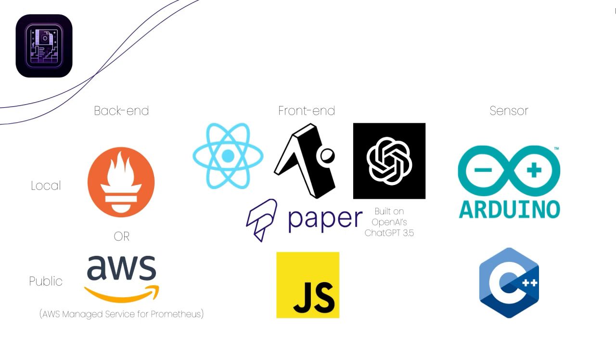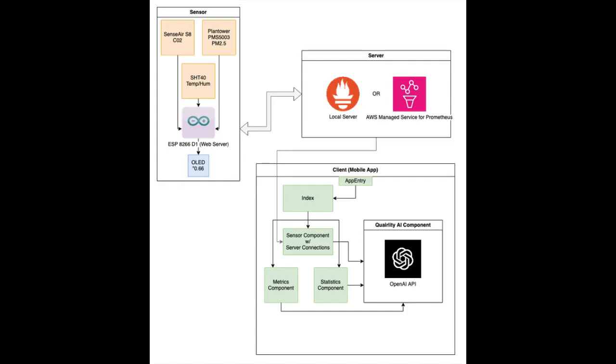Next step was building the app. Here are the technologies that I used. Here's an architecture diagram for my project. First, the Wemos D1 microcontroller grabs data from the CO2 sensor, the PM2.5 sensor, and the temperature and humidity sensor. This data is then displayed to the OLED screen, and the microcontroller also starts a web server.